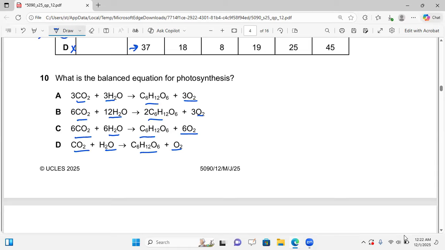If we look at option C, 6 carbon is here, 6 carbon is here. For oxygen, 6 times 2 is 12, and 6 oxygen from here, total 18. 6 is here and 12 is here, so 18 is available, and 12 hydrogen is available. So option C is perfect for this one.